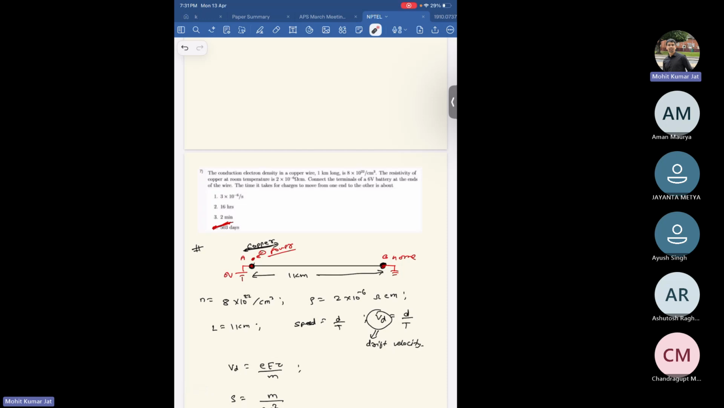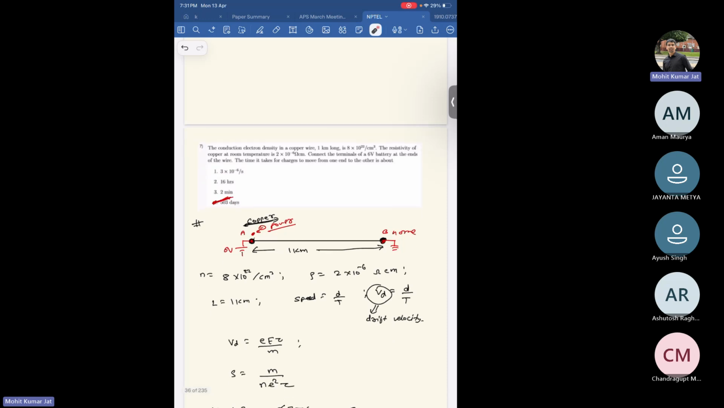Now the next question is: the conduction electron density in a copper wire is given. It's 1 kilometer long. Resistivity of copper at room temperature is also given. If you connect it with the two terminals, between these 2 points, what time will it take for the charge present here to move from here to here? If it's a 1 kilometer long wire and you are applying a voltage, how long will the electron take to go from here to here?